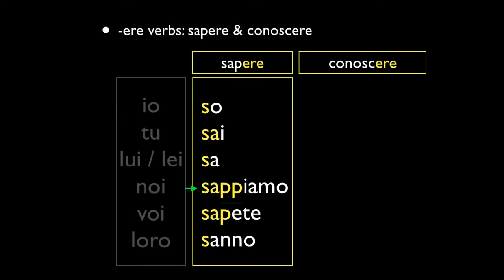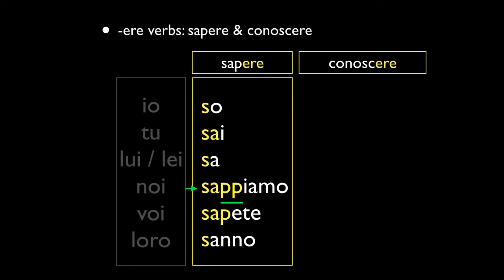A couple things about this verb. You notice that in the noi form, it has a double P, and then in the voi form it goes back to a single P. So be aware of that. Notice that there's no real stem in the io, tu, lui, lei forms, because it's not sapo. That's a common error that students commit. Sapo, sapi. It's not that. It's so, sai, sa.